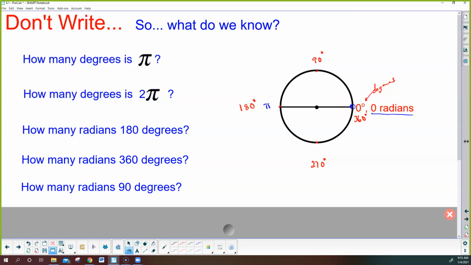So if I start at this spot, that's considered 0 radians. If I go halfway around the circle, that's pi. And if I go another half, then that's going to get me to 2 pi, which kind of shows us that 360 degrees is equal to 2 pi. Well, what if I only go half of the way? Instead of going all the way to 180 and going pi, what if I cut that in half? What does that look like? That's considered pi over 2. So this is pi over 2.